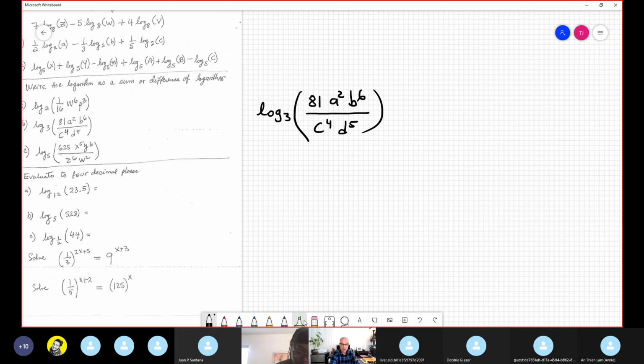Participation, come on. How do you expand this logarithm using 1, 2, 3, 4, and 5 logarithms? What rule? What sign? What's going on with the exponent? Go ahead, come on, participation.